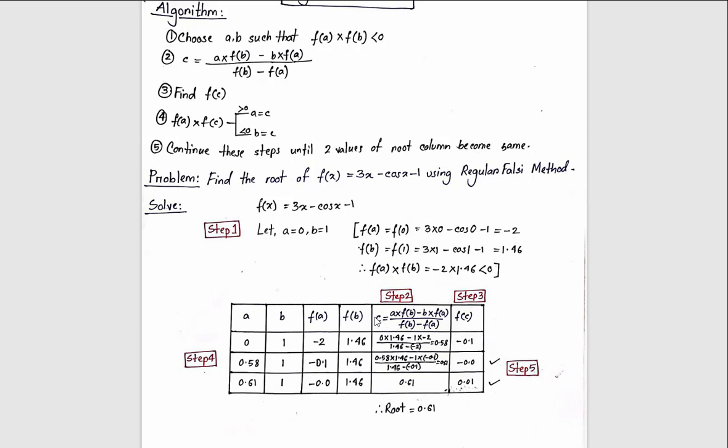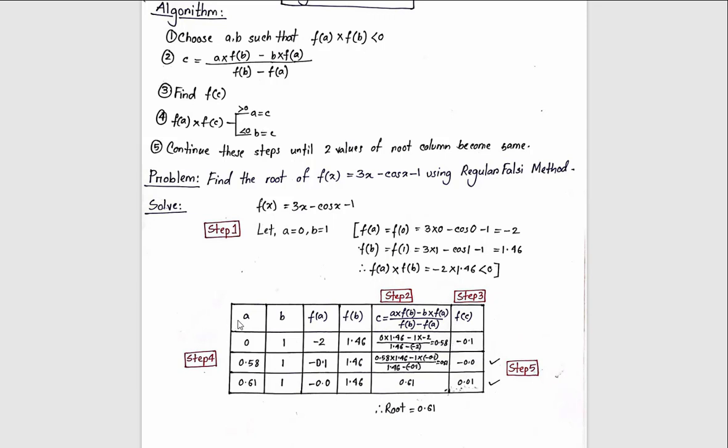So c = a multiplied by f(b), where a means 0 and f(b) means 1.46, minus b into f(a). Here b's value is 1 and f(a)'s value is −2. So we wrote 1 into −2, divided by f(b) minus f(a). f(b)'s value is 1.46 and f(a)'s value is −2. So 1.46 minus −2. If you calculate, you will find this value as 0.58. Now put this value of c in the given function to find f(c). You will see you have got −0.1.